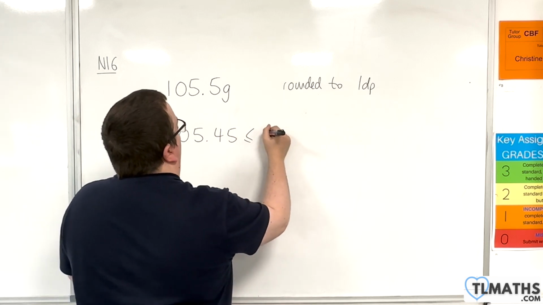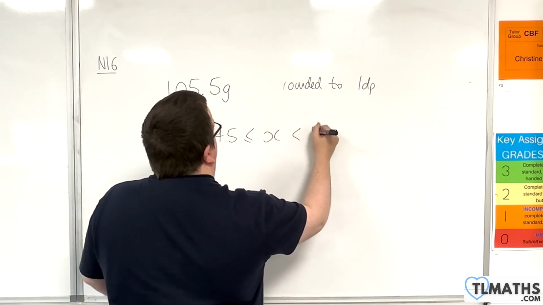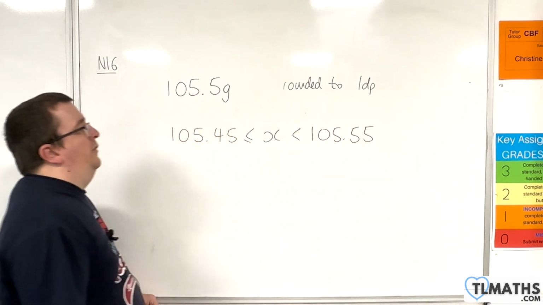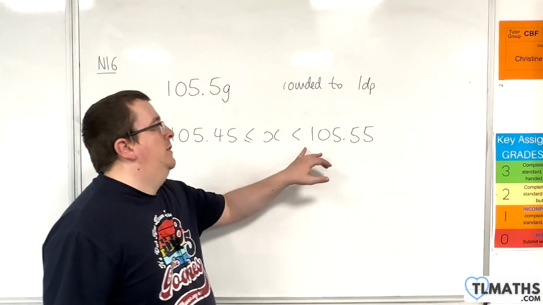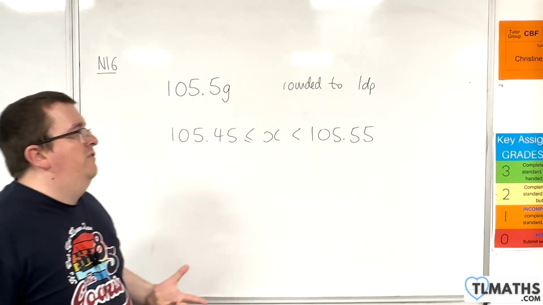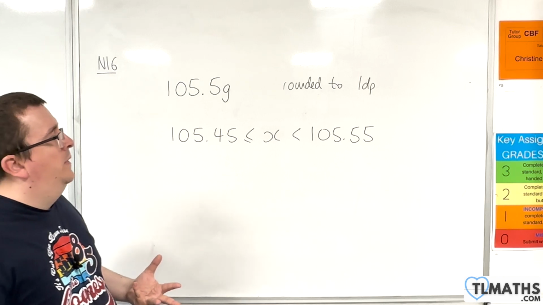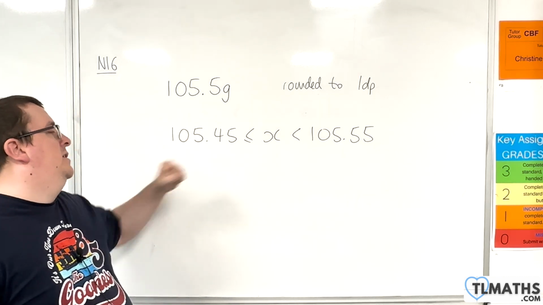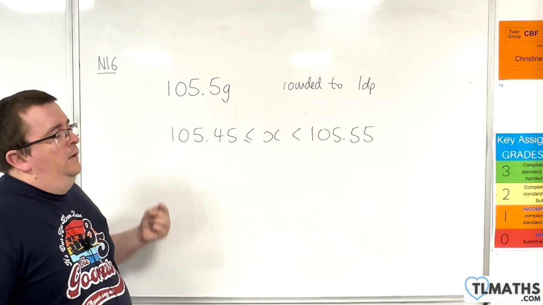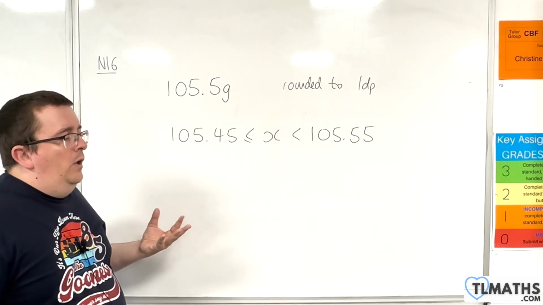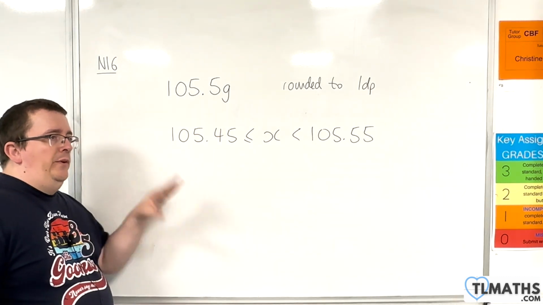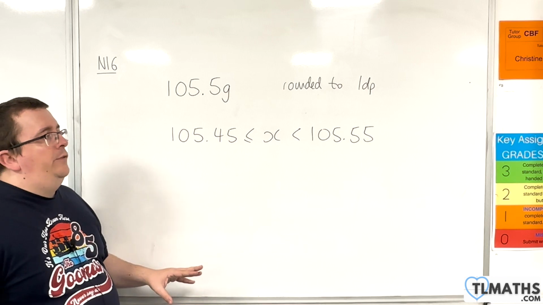105.45 is less than or equal to x is less than 105.55. So it was understanding that the heaviest that the parcel could be would be 105.55 grams, and the lightest it could be would be 105.45 grams. Now, part of this is also going to be thinking about continuous and discrete values here.